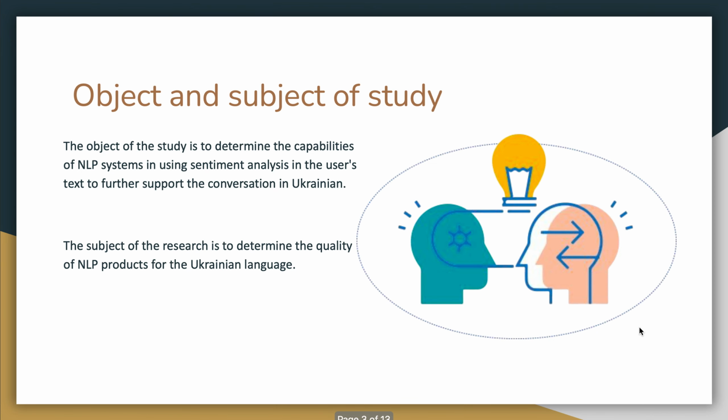systems. Object and subject of study. The object of the study is to determine the capabilities of NLP systems in using sentiment analysis in the user's text to further support the conversation in Ukrainian. The subject of the research is to determine the quality of NLP products for the Ukrainian language.